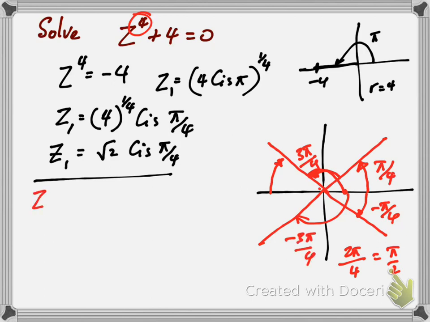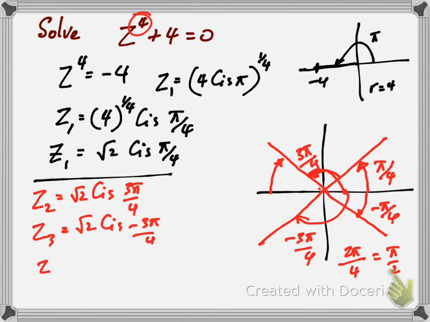So your z2, in any particular order, would be square root 2 cis 3 pi over 4. Z3 would be square root 2 cis minus 3 pi over 4, and z4 is square root 2 cis minus pi over 4. So these solutions can be given in any order that you want, and there you go. Cool.